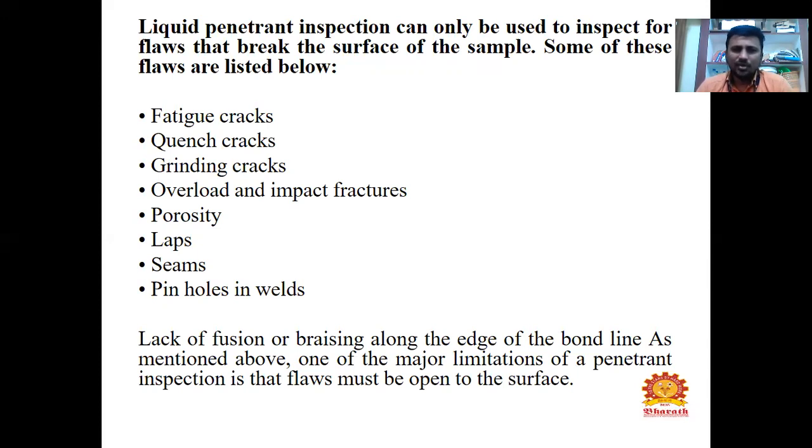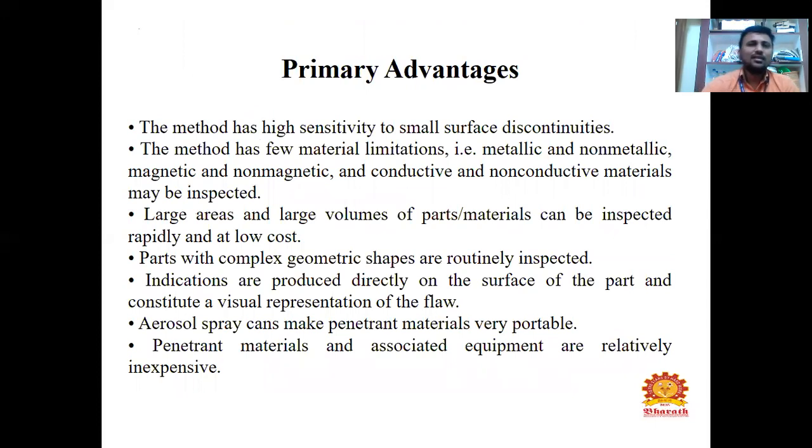The lack of fusion or brazing along the edge of the bond line, as mentioned above, is one of the major limitations of penetrant inspection. The flaws must be open to the surface. Now the primary advantages of the liquid penetrant method. The first point: the method has high sensitivity to small surface discontinuities. This is the major advantage.